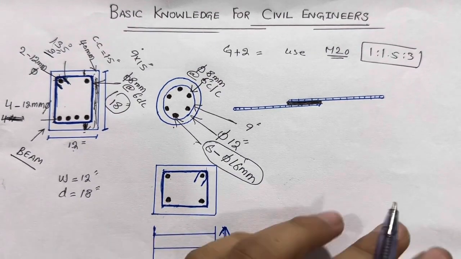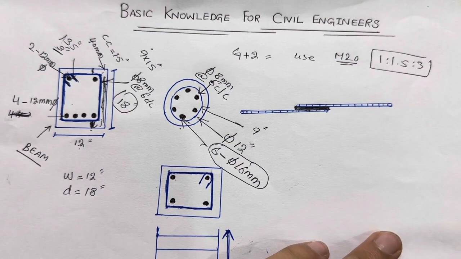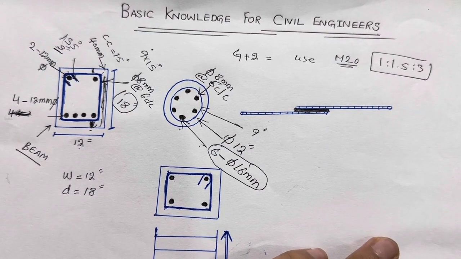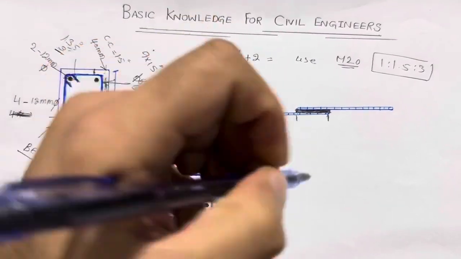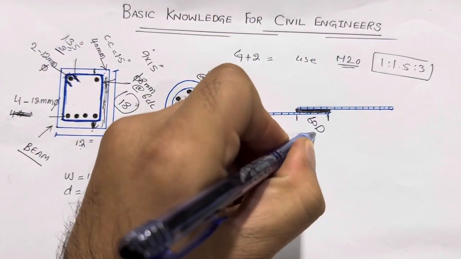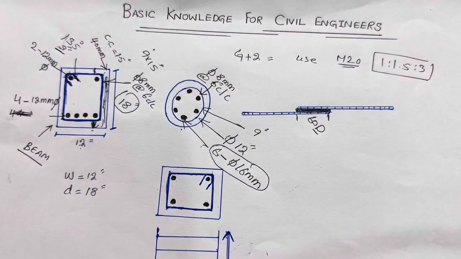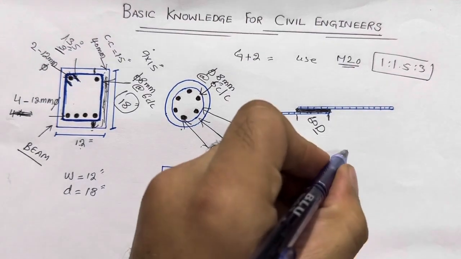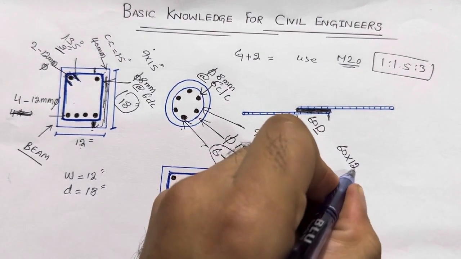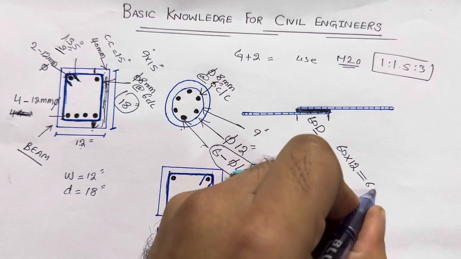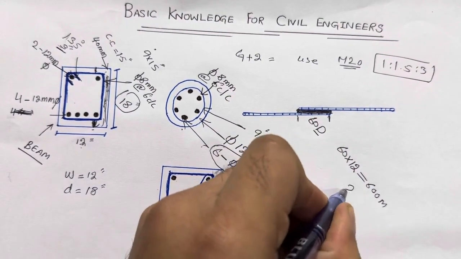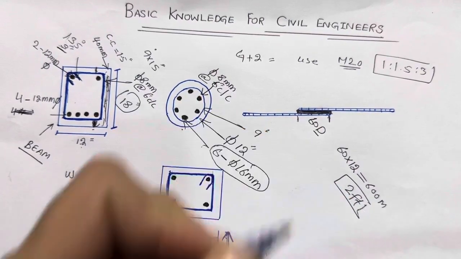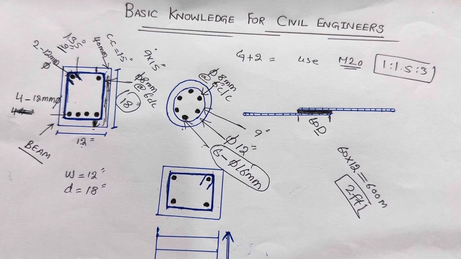Next, guys, you should know about the lapping length if you are working on construction side related steel structure design. The lapping length should not be less than 60D, where D is the dia of the steel rod. Suppose this is the plinth beam or top beam or the slab, the lapping length should not be less than 60D. 60D means 60 multiplied by 12 millimeter, so it becomes 600 millimeter, or you can say 2 feet. If the bar is 16 millimeter or 12 millimeter, you can take it from there.